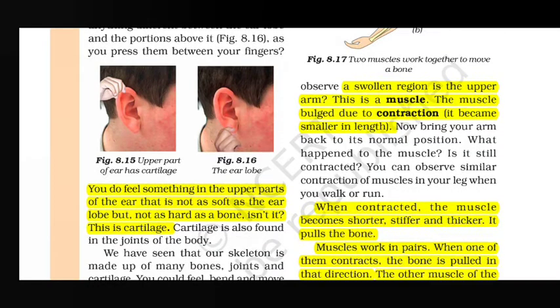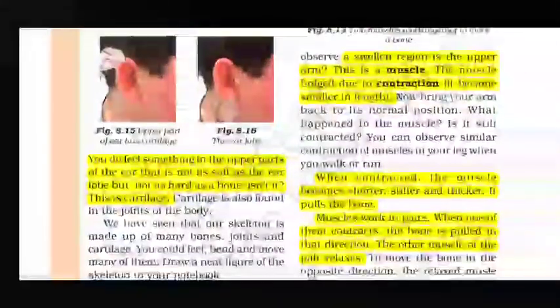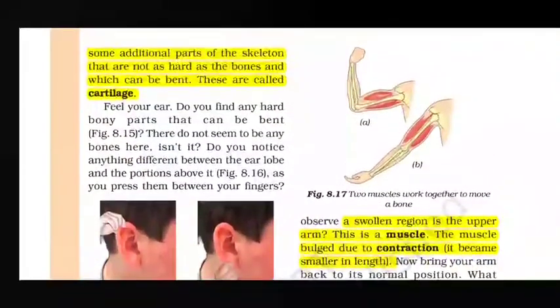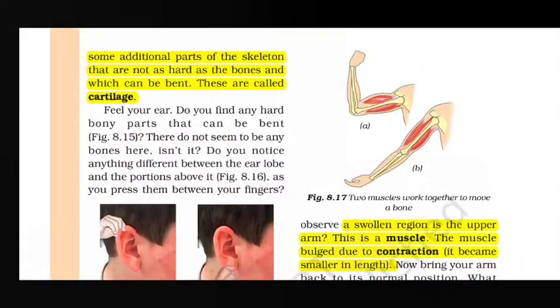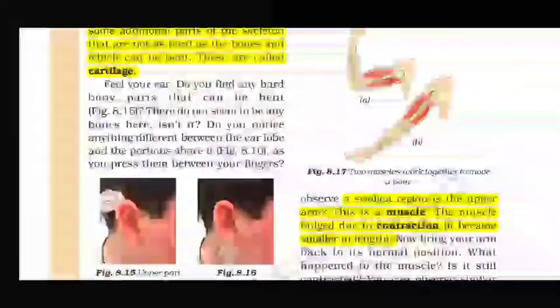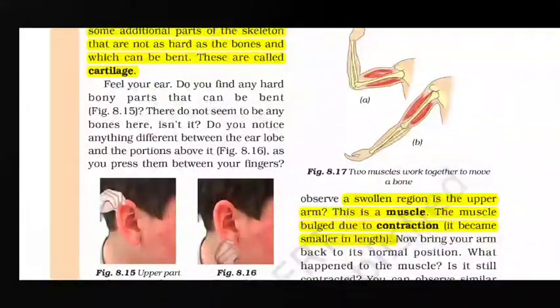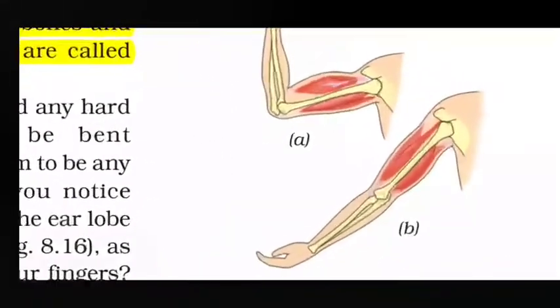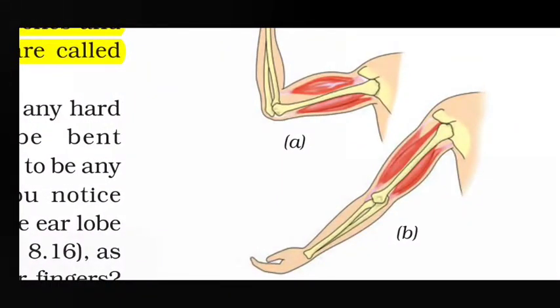Cartilage is also found in joints of our body. So what is cartilage? A part of the skeleton which is not as hard as bones and which can be bent. That is known as cartilage. Is it clear, bacha party? Now let's see what are muscles. In your figure number 8.7, you can see in A and B as well, there is a part near your bone, a red part. That red part is your muscles.